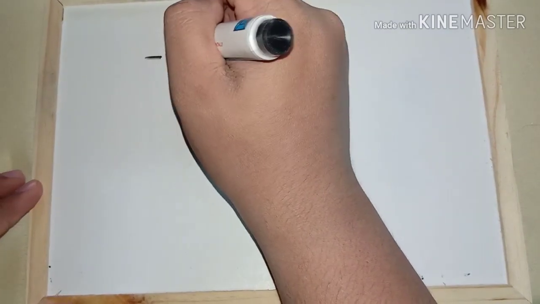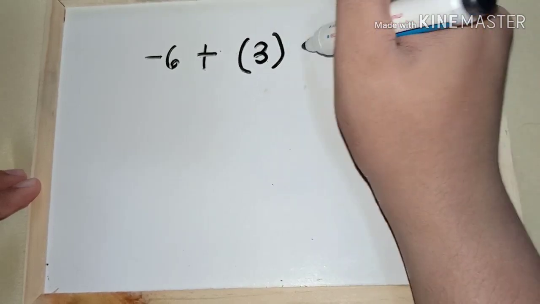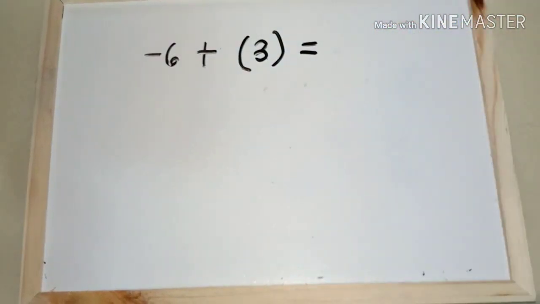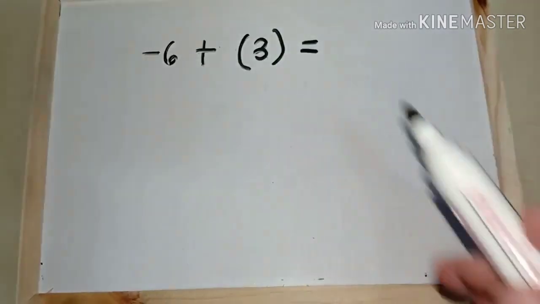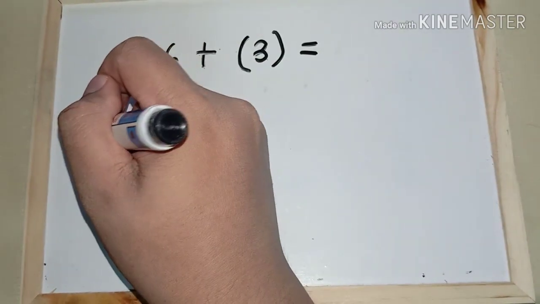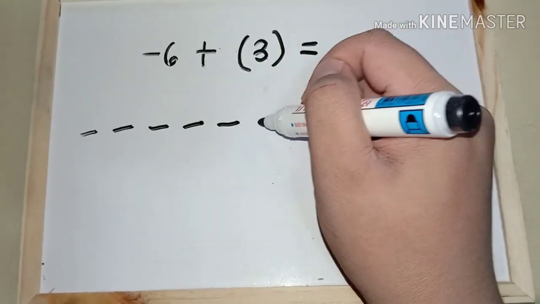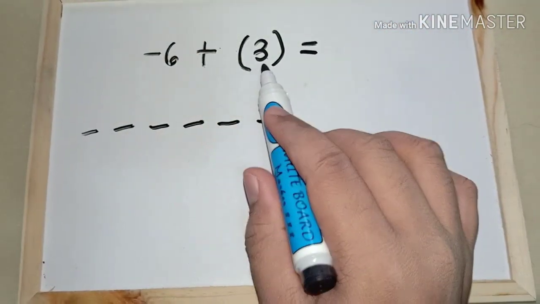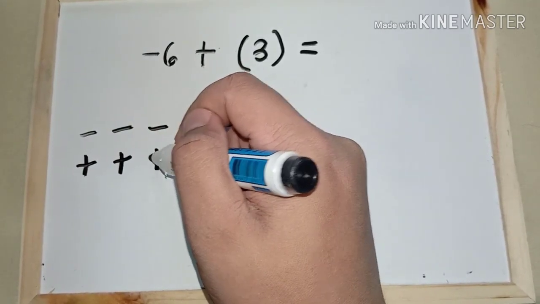Let's say negative 6 plus positive 3. So instead of solving that one using the rules for integers, we can make use of integer tiles. Earlier, I presented to you that for negative, we will be using this sign, and for positive, we will be using this symbol. So let's say negative 6, so 1, 2, 3, 4, 5, 6, and then you will add positive 3, so you will add positive sign 1, 2, 3.